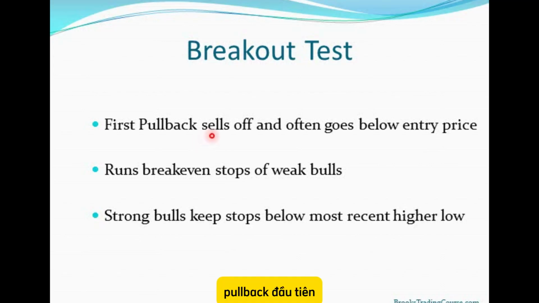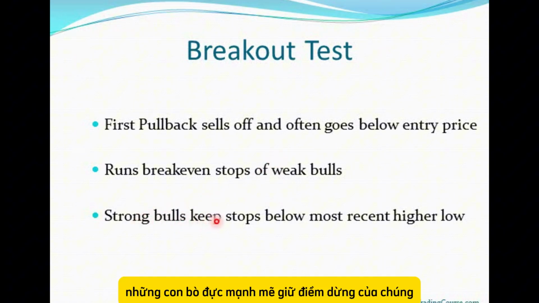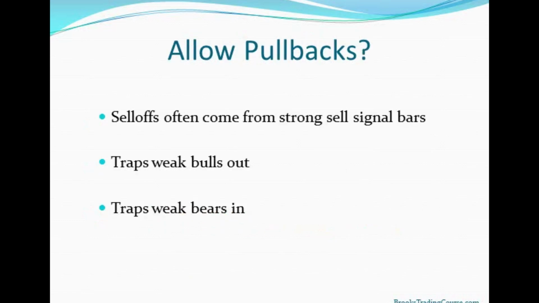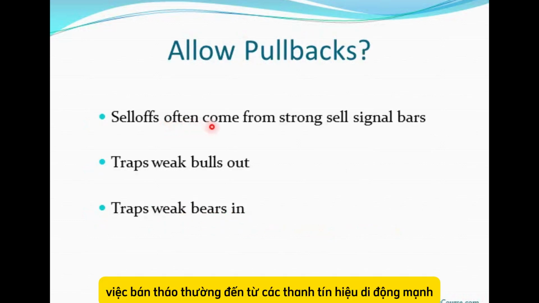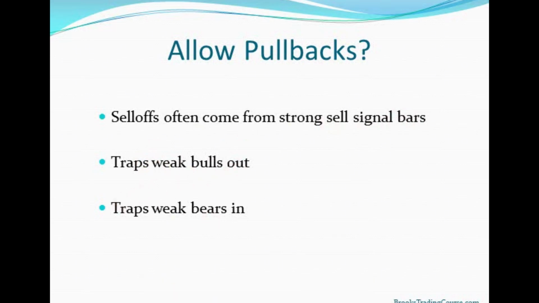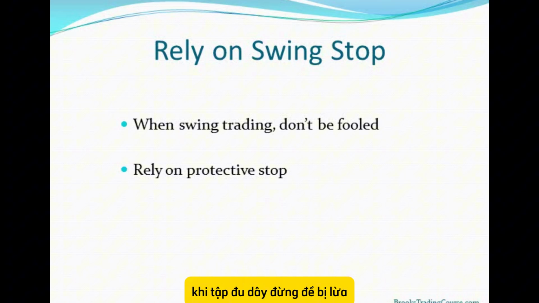The first pullback often goes down below the entry price to trap out the weak longs. Strong bulls keep their stops below the most recent higher low. The sell-offs often come from strong sell signal bars, and they tend to trap weak bulls out and trap weak bears in. When swing trading, don't be fooled. Rely on your protective stop and don't be trapped out of a good trade.